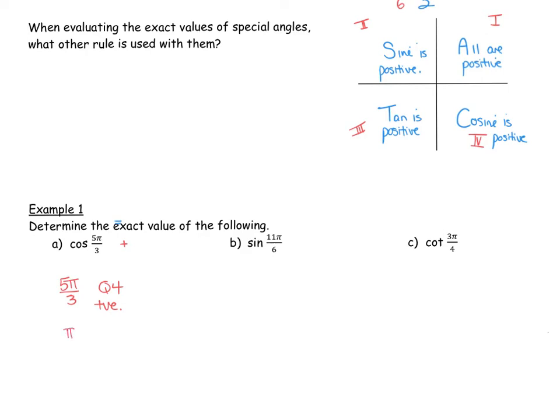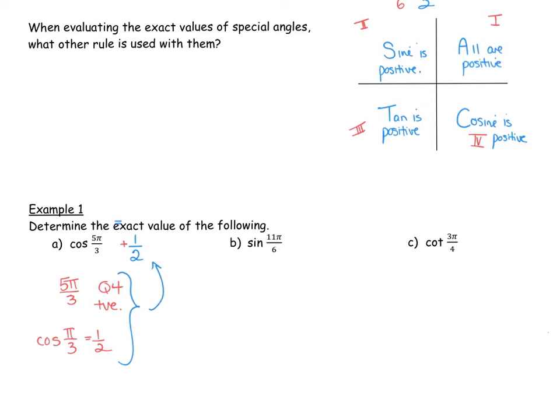The related acute angle is pi over 3. That's the angle in quadrant 1. So I need to find the cos of pi over 3. I'm using my special triangle to figure that out from last day, and I know that that is a half. So cos of 5 pi over 3 is exactly the same value, with a positive sign, as we figured out. I'm using this information to come up with the answer.